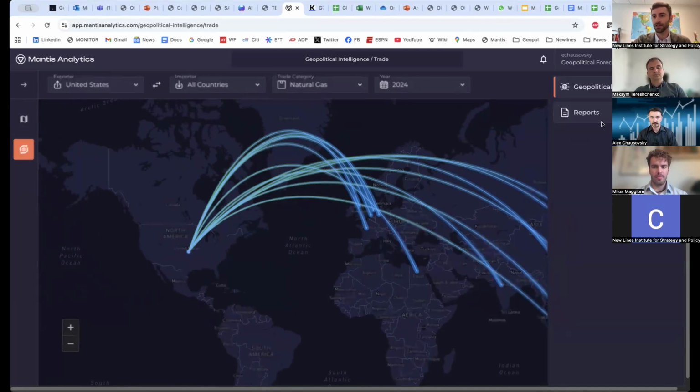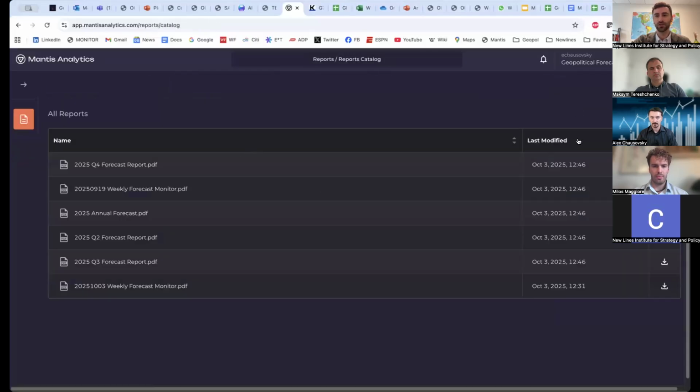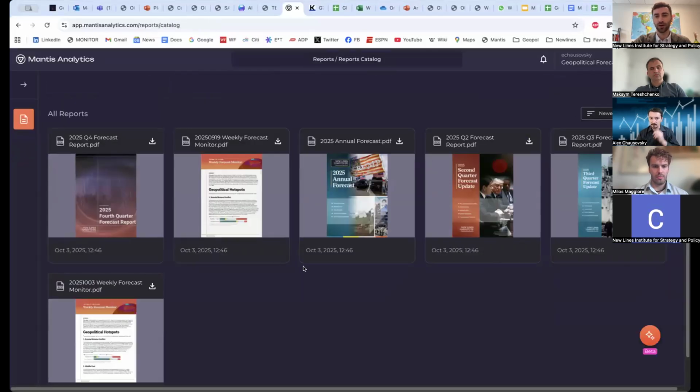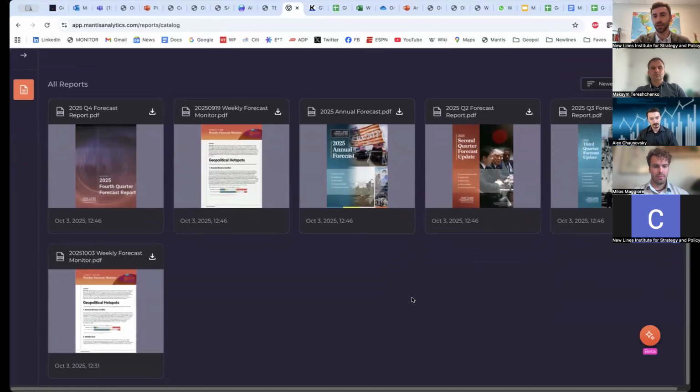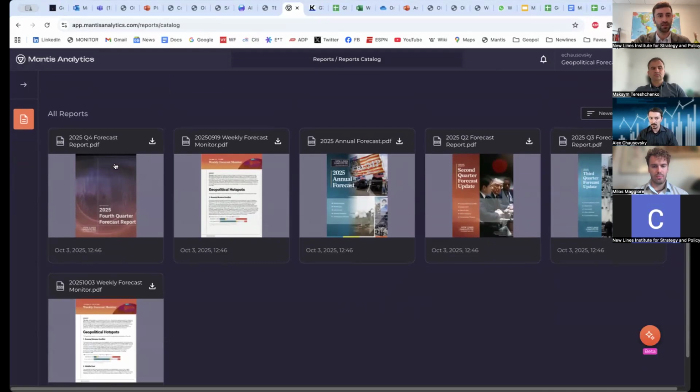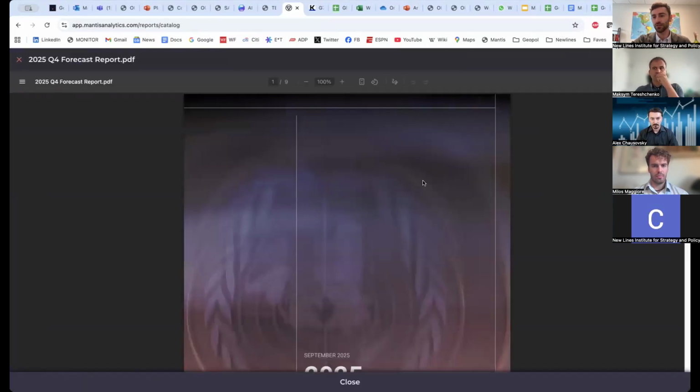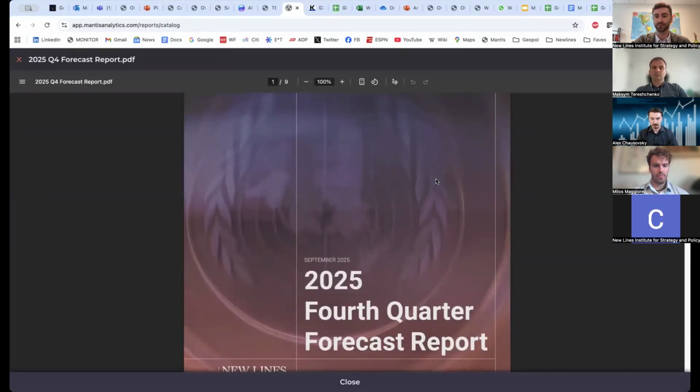And then finally, last but not least, we've got the report section of the platform. So here is where we house all of the forecast reports that we produce, and these do get updated on a regular weekly basis. And here I'll hand it over to my colleague Milos, if you want to briefly introduce yourself and then go over the contents of our latest forecast report.